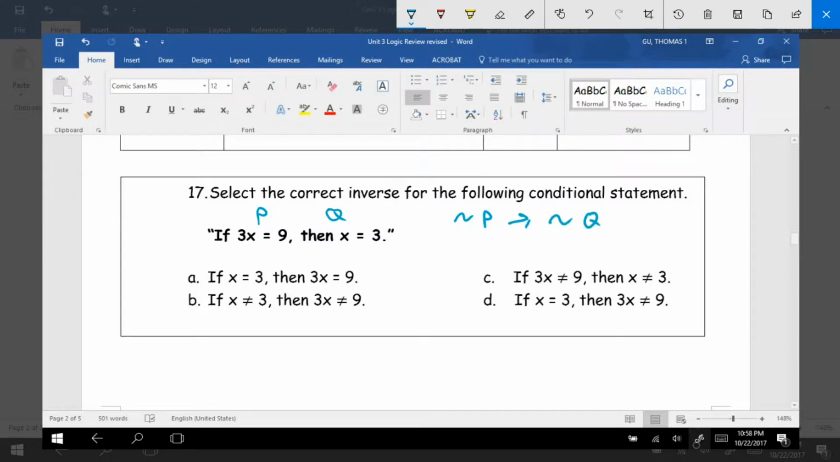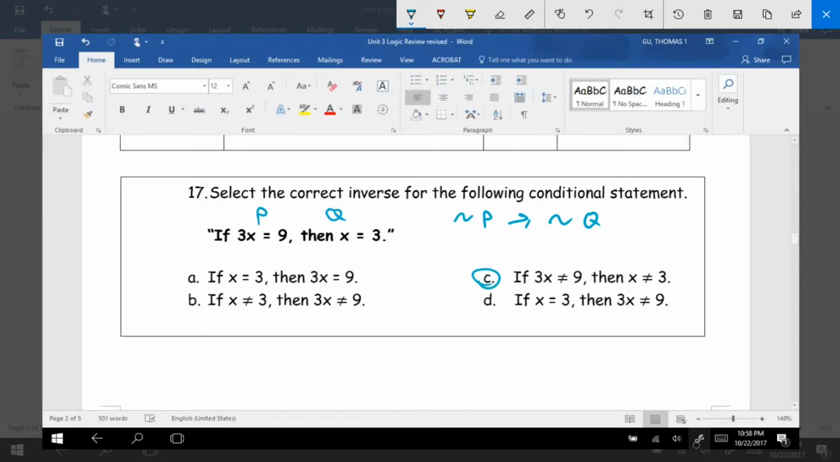So if 3x doesn't equal 9, that's going to have to be the first part. There's only one that even says that, which is going to be C. So the answer is C. If 3x does not equal 9, then x does not equal 3. And that is number 17.